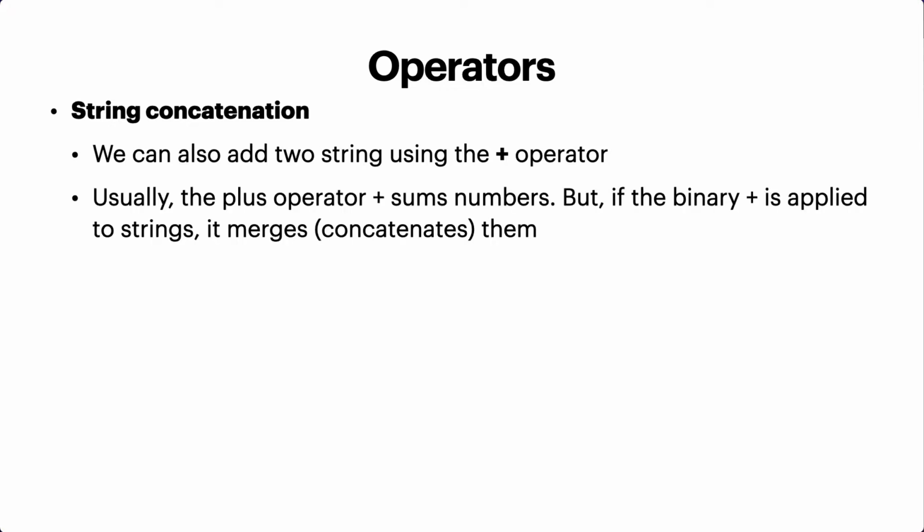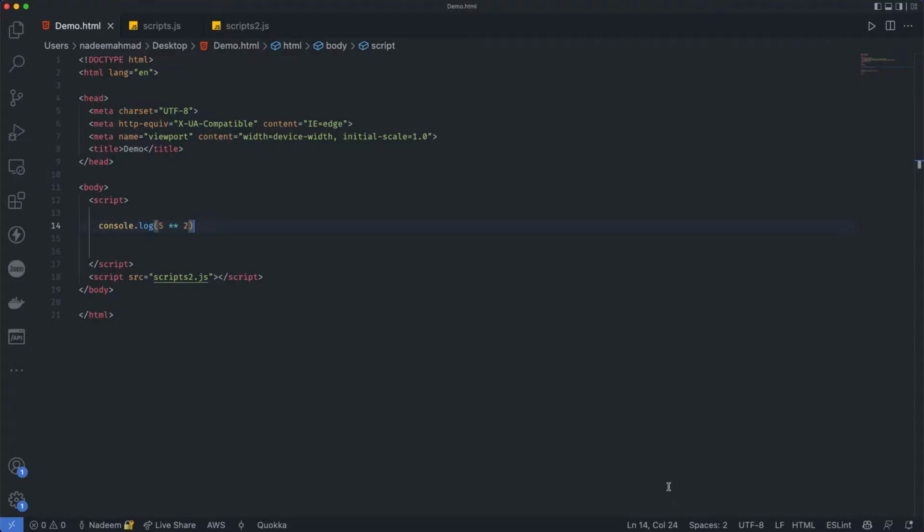Usually the plus operator sums numbers, but if the binary plus is applied to strings, it merges or concatenates them. Merge and concatenation are two terms you can use interchangeably. So for example, my plus string. What happens here? Let's suppose we have a variable called first name, and it's John, and then we have a last name, and that's Doe.